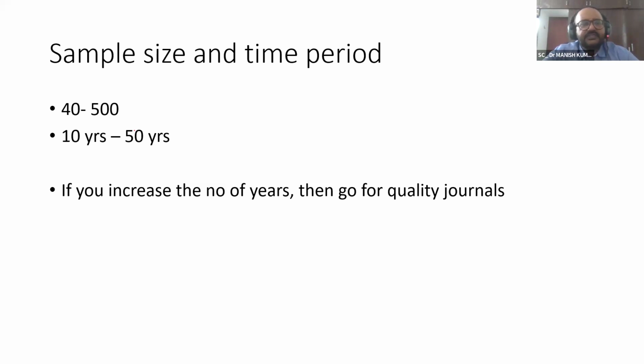If you increase the number of years, then you have to go for quality journals, those with high impact. But remember, not every journal accepts review papers every time. Before you submit your review paper, you have to check whether somebody has written a review paper on the same topic in the last 3 or 4 years, because journals don't want to publish review papers in the same area every year.